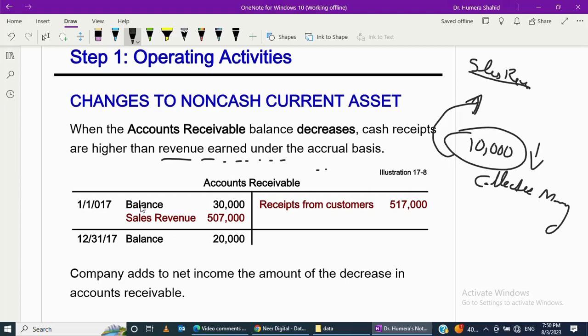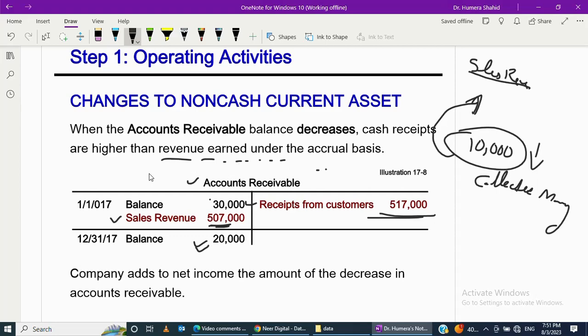So can you see here, opening balance was 30,000. Current year, these are accounts receivable. Accounts receivable get debit because of current year sales, 507,000. I get it from income statement. But you collected the money from the customers. How do I know? Because ending balance is 20,000. 30 plus 507,000 should be 537,000, but I have 20,000. So where did the remaining balance go? We collected the money from accounts receivable. That's why they decreased. So this is just for explanation.